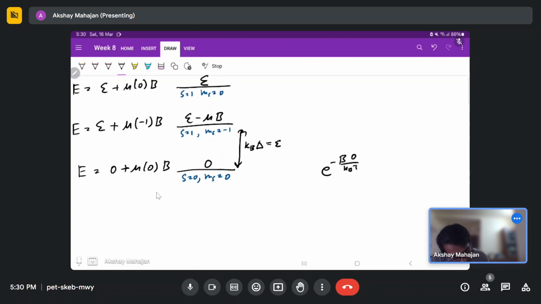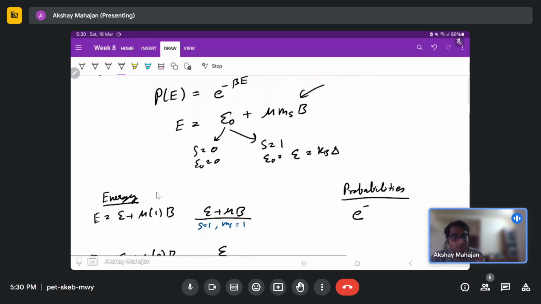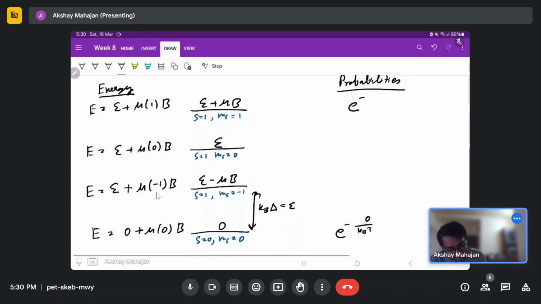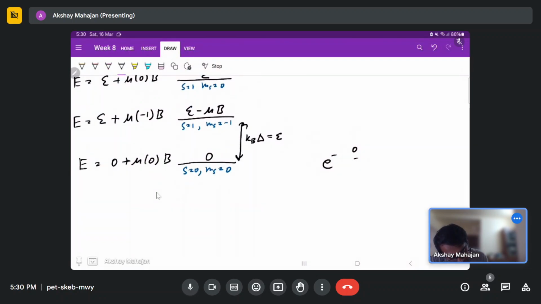So there is no 1 by kBT, sorry about that, it is e to the power minus beta E only. Beta is equal to 1 by kBT already. So it will be e to the power minus beta times 0, so that will be equal to 1.